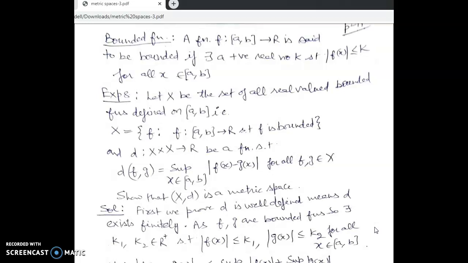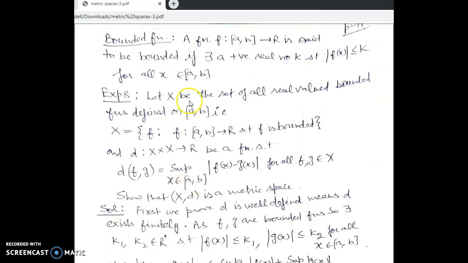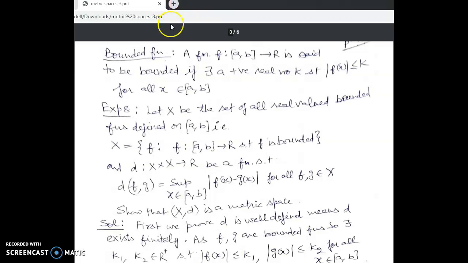Now for the next example, first we define a bounded function. Suppose a function f from [a, b] into R, where [a, b] is a closed interval which is a subset of the real numbers, is said to be bounded if there exists a positive real number k such that mod of f(x) is less than or equal to k for all x belonging to [a, b].